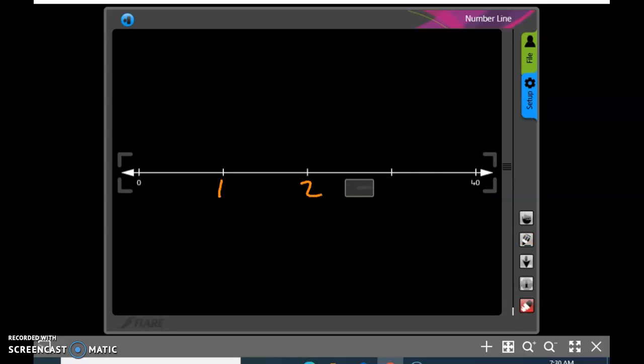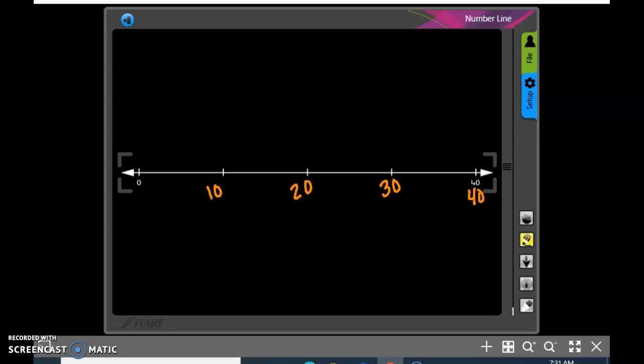I could try my twos. 2, 4, 6, 8. Again, that doesn't work because my last number needs to be 40. And if I try skip counting by 5s, I get 5, 10, 15, 20. So this time the 5 is not going to work. So I'm going to try one more time. What else can I skip count by? I can skip count by basically any number I want, but we're going to use common numbers that we skip count by. So next is tens. 10, 20, 30, 40. And there we go.